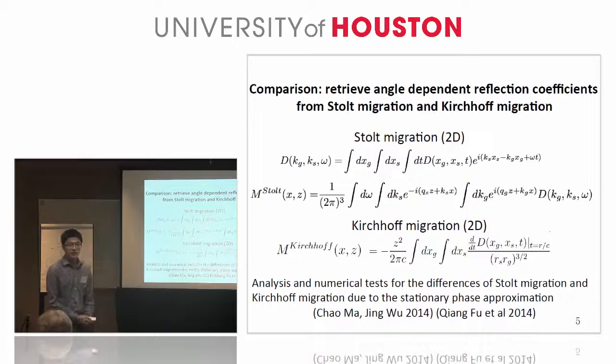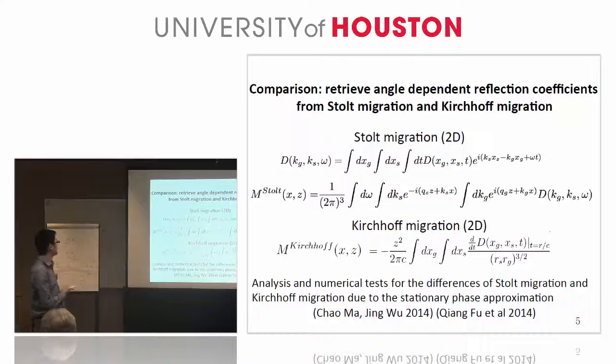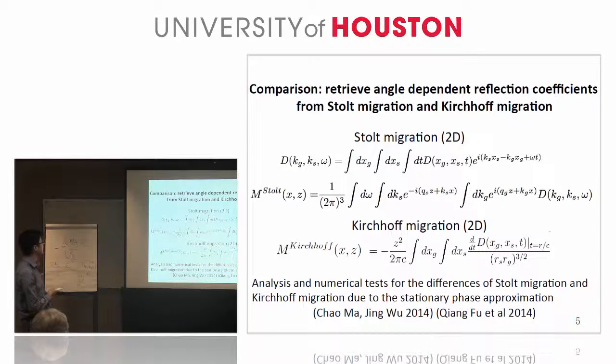This slide shows the migration method for Stolt migration and Kirchhoff migration. The first equation is for Stolt migration, which is Claerbout III for one-way wave. We first take a Fourier transform of the data from the space-time domain to the wave number frequency domain, and then we use the Stolt migration formula here. This will give us the Stolt migration image. And the Kirchhoff migration formula is shown here. This Kirchhoff migration is an asymptotic approximation of the Stolt migration.